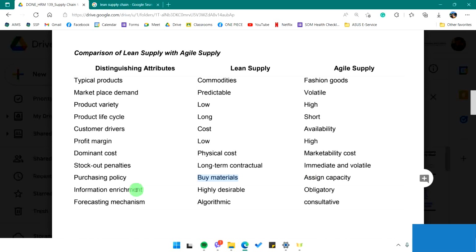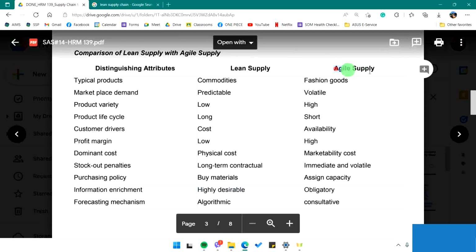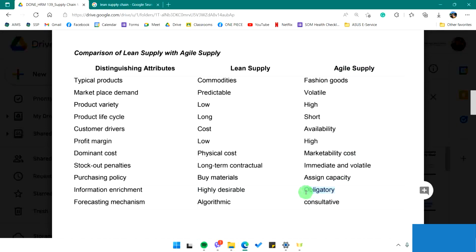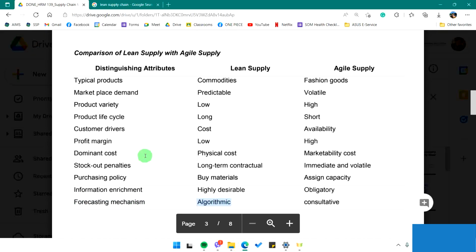Information enrichment, highly desirable, of course. Ibig sabihin ng information enrichment, how much we need our data, how much we need to update our data. Highly desirable for lean supply chain, of course, para alam mo kung ano yung forecast mo in the future. Whereas agile supply chain, more obligatory, kailangan talaga ng information. And then, forecasting mechanism, more algorithmic para sa lean supply chain. You always look at the sales, you always look at the cost of your production. You always look at specific arithmetic symbols, or yun nga, mga numero. More focus sa numbers ang lean supply chain businesses.